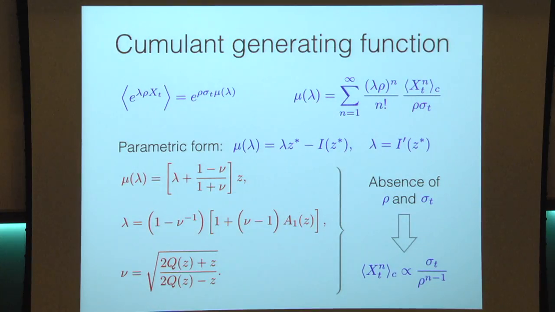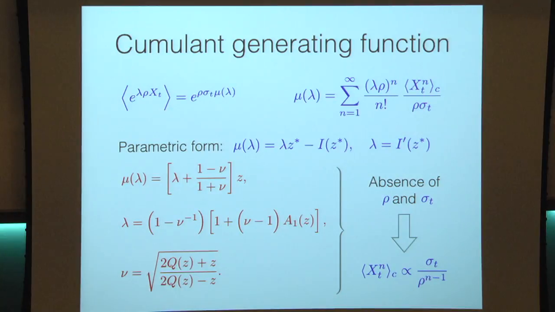So one can in fact go ahead and compute cumulants. Because you have this large deviation form of these probabilities, you can just put it there and compute this object, again doing a saddle point integration. And this cumulant generating function is basically given by this parametric form. You can immediately say that once you write it in this way, this rho and sigma t doesn't appear here. So that means that because this mu is defined by this one, and since the left hand side doesn't depend on rho and sigma t, somehow the rho and sigma t should go out from the right hand side. Therefore this cumulant generating function should be proportional to sigma t, and it should go like 1 over rho to the power n minus 1.